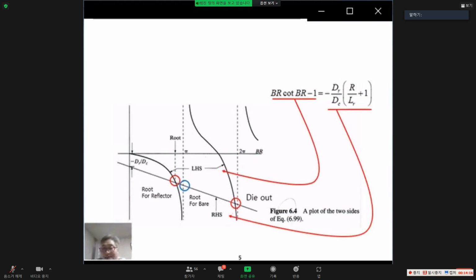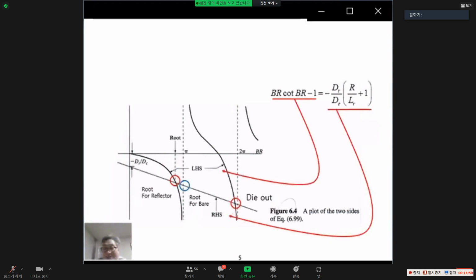Now, the right hand side is just a line, because we have one r and it's constant. So the right hand side is a straight line. The left hand side and right hand side meet at the root. Do you see the root? The new BR value is a little bit smaller than pi.